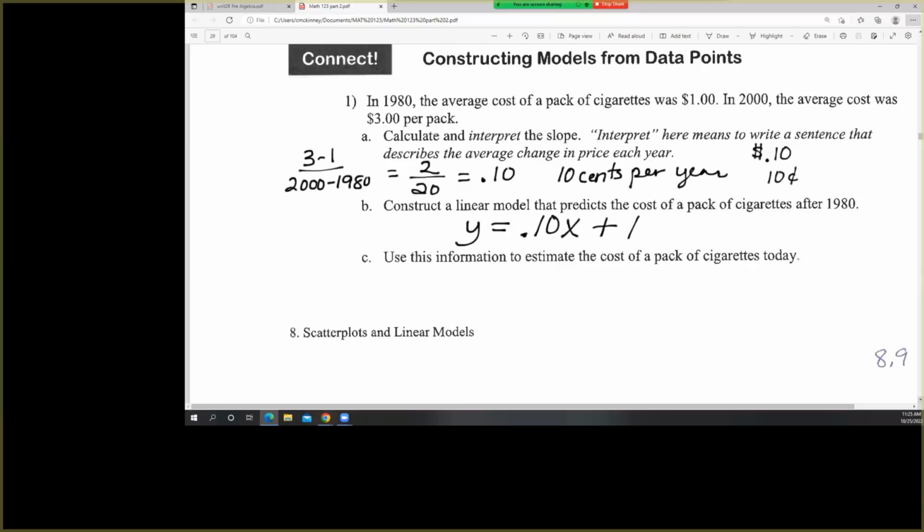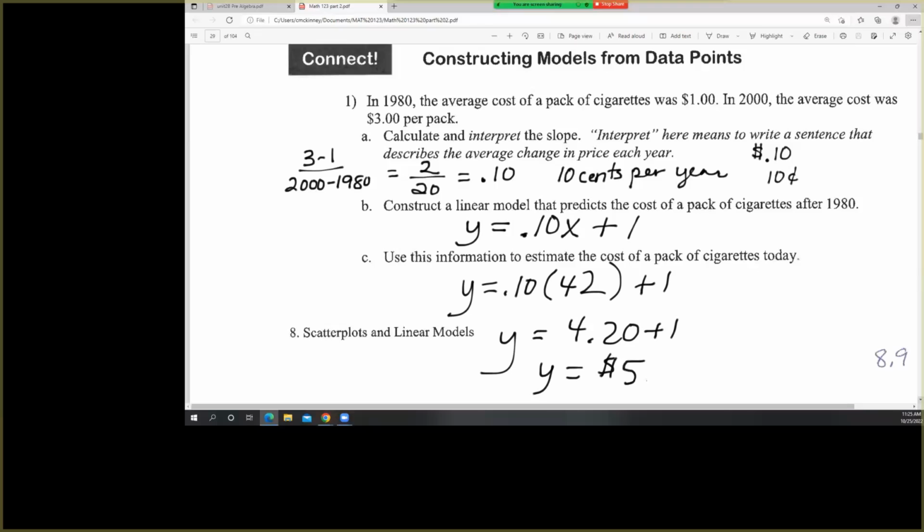So then let's use this to estimate what the cost of a pack of cigarettes is today. So we are 42 years after 1980. So that would be $4.20 plus $1. That would be $5.20. And most smokers would be happy if that's how much they cost, because I think it's like $8.34 per pack of cigarettes.